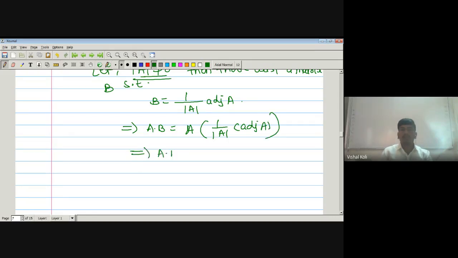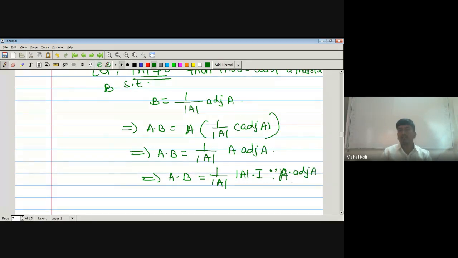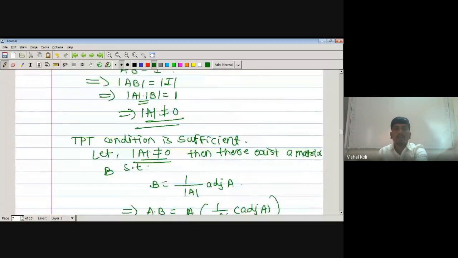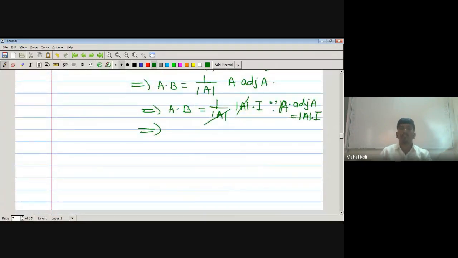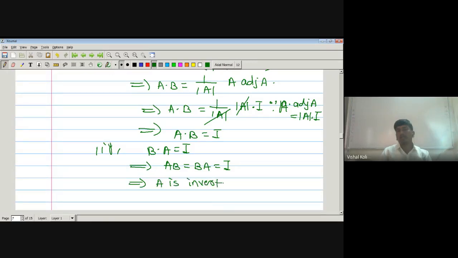So which is nothing but A into B is equal to 1 upon determinant of A into adjoint of A. But again we know one result: A into adjoint of A equal to adjoint of A into A will be equal to determinant of A into I. So just put that value, which is nothing but determinant of A into I. Since A into adjoint of matrix A is nothing but determinant of A into I, and determinant of A is non-zero, we are given determinant of A is not equal to 0, determinant of A gets cancelled, since it is a fixed value, which implies A into B is equal to I. As A into B equal to I, similarly we will prove B into A will be equal to I. So which implies AB equal to BA equal to I. Then from the definition of inverse of a matrix, we say that the matrix A is an invertible matrix. So the condition is sufficient.